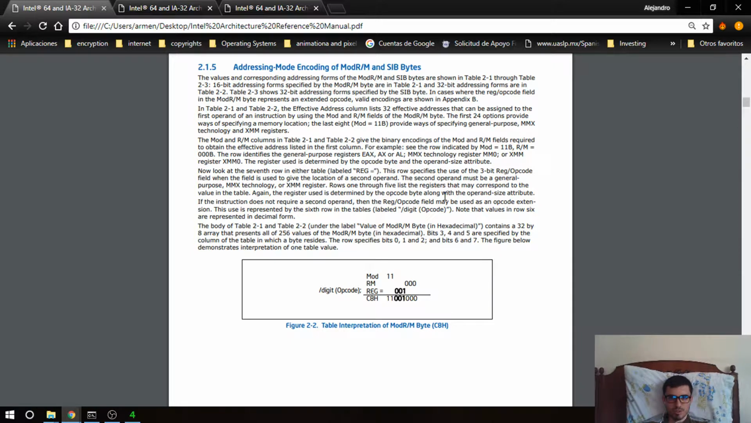Bits 3, 4, 5 are specified by the column of the table in which a byte resides. The row specifies bits 0, 1, 2 and bits 6, 7. The figure below demonstrates interpretation of one table value. Okay, so that's the way they combine, which is the mod rm register opcode encoding. So in the tables, the columns define the register opcode, and the rows define the mod and rm.